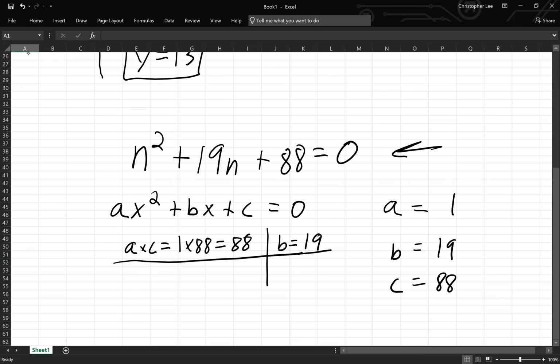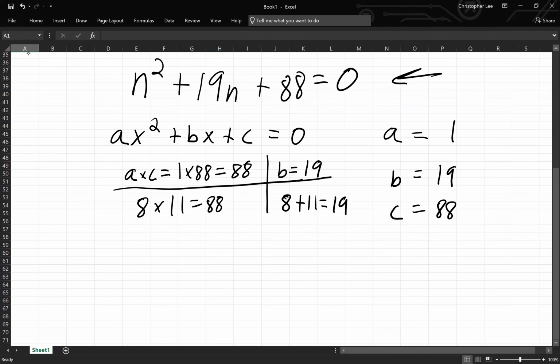So now I need two numbers that when I multiply them together will give me a positive 88, and when I add them together will give me a positive 19. What are those numbers? 5 times 14? No, that ends in a 0. 8 and 11, that's good. 8 times 11 is 88, and 8 plus 11 is 19. That's excellent.